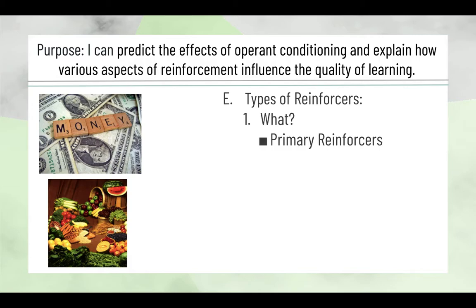A primary reinforcer is something that satisfies a biological need. A lot of times I will say it's an unlearned reinforcer. I don't have to learn that food and water have value because they satisfy biological needs. So that's what is meant by primary reinforcer. We also have secondary or conditioned reinforcers. A secondary reinforcer is something that is learned.